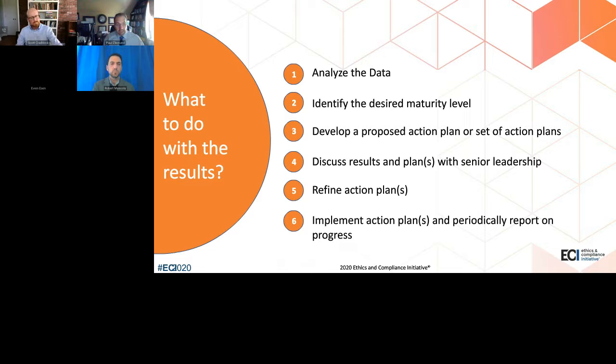And the greatest thing about the action plan is that you are going to have a roadmap that's going to provide you with how to get, again, from point A to point B. Moving to discuss the results with leadership, and then refining the action plan based on their input. And then from there, it's very simple as implementing an action plan with periodically reporting on the results.